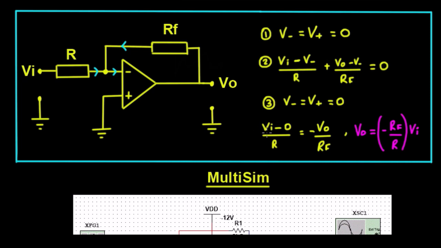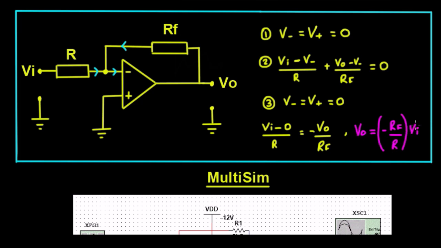So we can replace this V minus here and that V minus there with a 0, so you're just going to end up with V in minus 0 upon R, and if you take this across to the other side you'll have it equaling minus V out upon RF. Then if you multiply top and bottom by R, our V out is going to equal minus RF upon R times the V in.